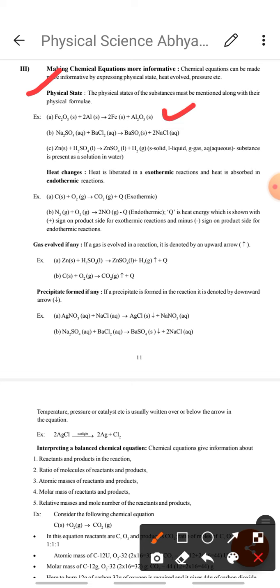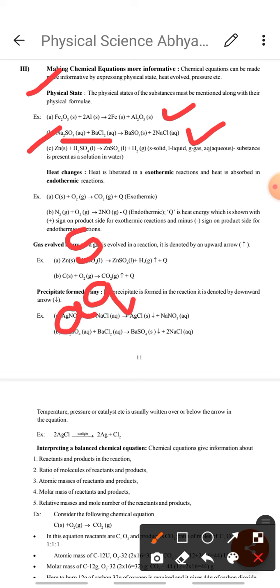So here in this example, iron oxide plus alumina gives iron plus alumina. All are in solid state, so these are represented with S. In the second equation, sodium sulfate is aqueous. Barium chloride is also aqueous. These two reacted gives barium sulfate, which is solid, and sodium chloride, which is aqueous.